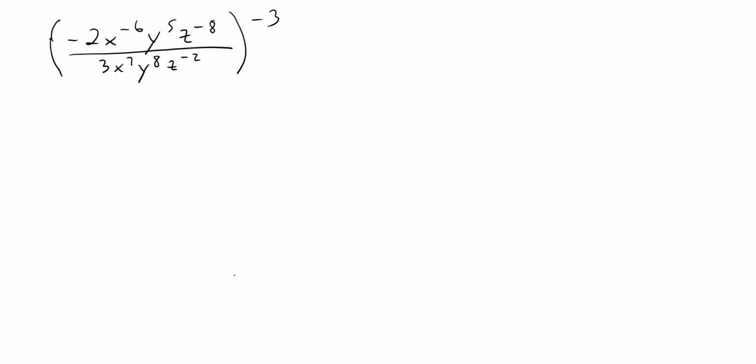Okay? So let's start distributing that negative 3. So it's really negative 2 to the negative 3 power. And then let's remember to start multiplying exponents. So x to the negative 6 times negative 3 is 18, so it's going to be x to the 18th. And then y to the 5th to the negative 3rd is y to the negative 15th, because 5 times negative 3 is negative 15. And z to the positive 24.